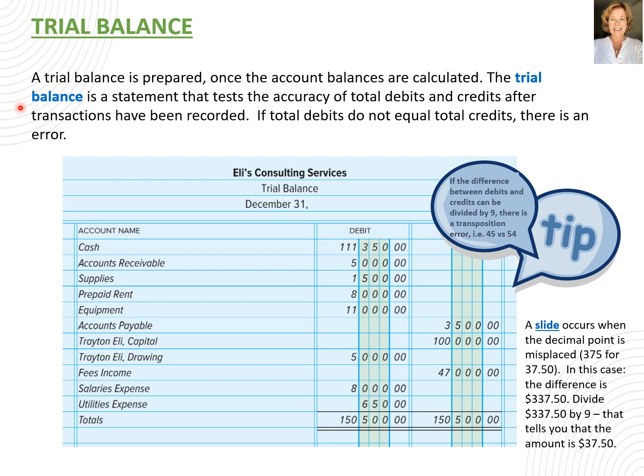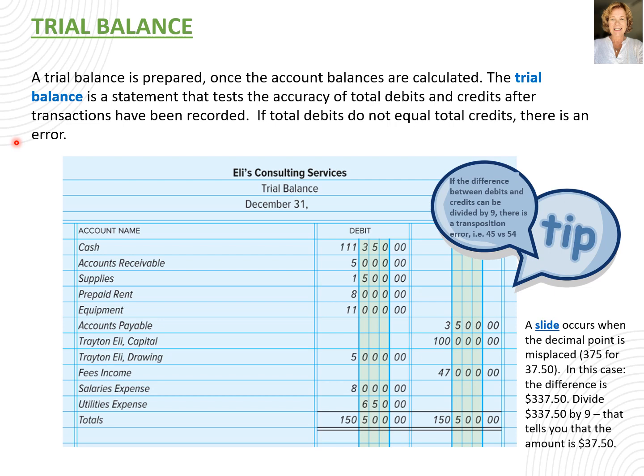The trial balance is a statement that tests the accuracy of total debits and credits after transactions have been recorded. In practice, you would run a report that is called trial balance in your accounting software program. If total debits do not equal total credits, which happens all the time, not in an accounting system, because that is checked automatically. You wouldn't actually be able to record a transaction that doesn't balance. But as we're practicing accounting, it will happen to you all the time.